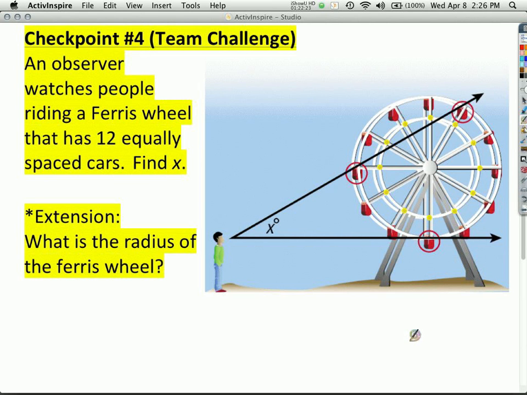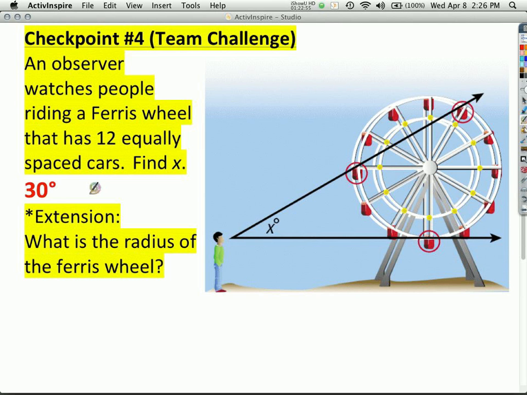Okay, so we are back as a whole group. So, we're going to call on a few teams. Let's see what we got for today's team challenge. Team B, D, and G. Team B, what did you get for today's team challenge? Team D, what did you guys get for the team? And team G, what did you guys get? So the correct answer is 30 degrees.